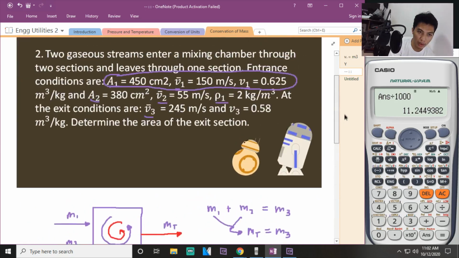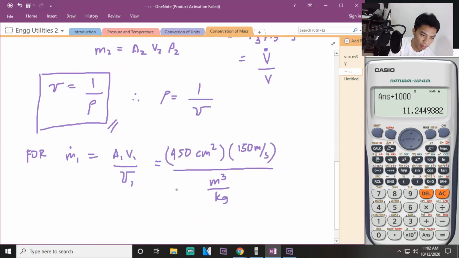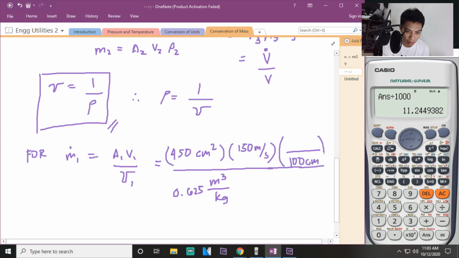Anong binigay sa kanya dito? 0.625. Okay. So, kailangan natin tong i-cancel out yung cm squared. So, we will multiply that with the conversion of unit. So, 100 cm divided by 1 m squared natin kasi naka-square to.